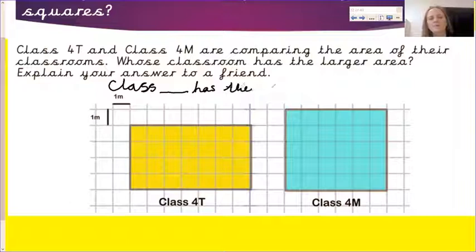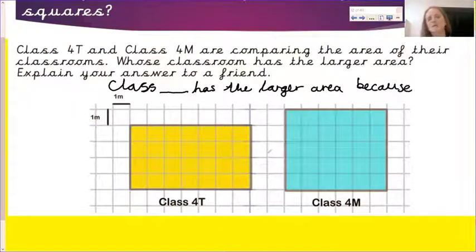the larger area because, and then you can tell me your answer. Think about what I said about adding up your squares within it. And obviously the larger number is going to have the larger area. So make sure you're counting them up and comparing which one has a larger area. You can use the sentence that I've written, and you need to finish it. So class, whichever one it is, has the larger area because, and then explain your reasoning.